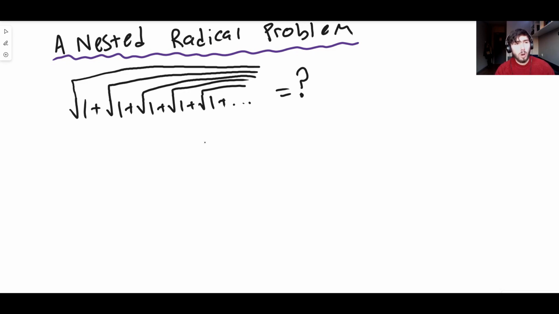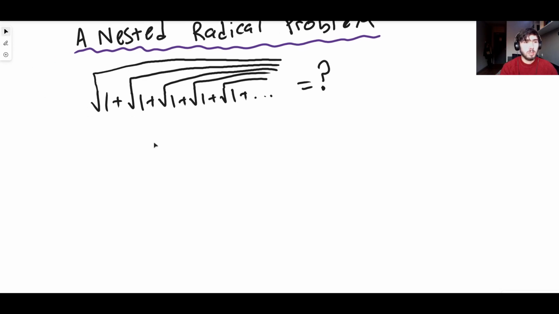So the radical part, just a radical is the square root symbol. The square root symbol, this symbol, is not actually called the square root symbol. It's called the radical symbol or sign. So that's a radical right there. So it's a nested radical problem. You can think of it like that. Now, how do we actually do it?